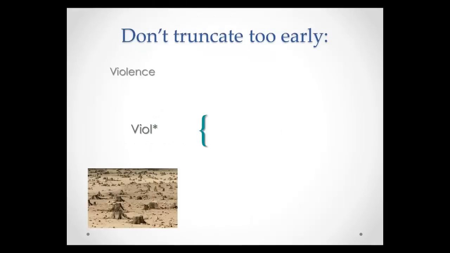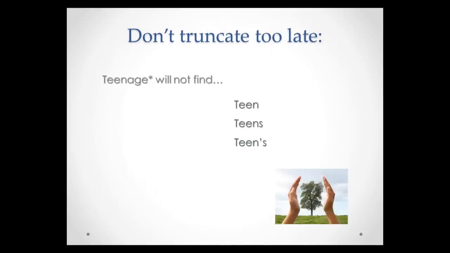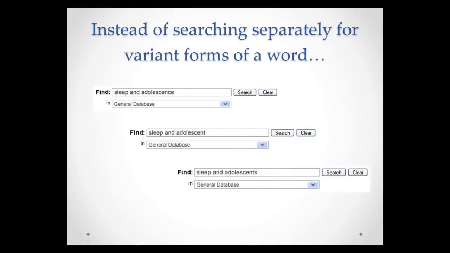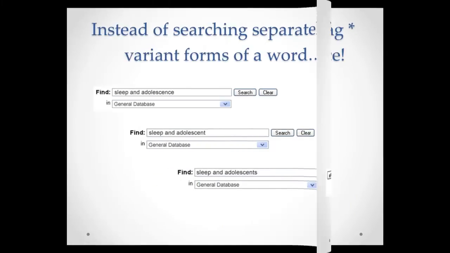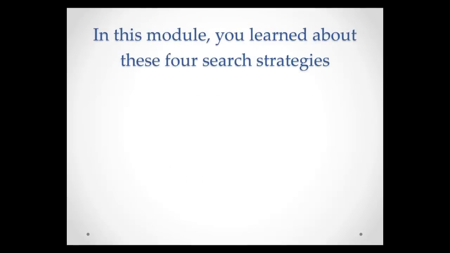When truncating, keep in mind that you should not truncate too early. The word violence, when truncated at L, will bring up unrelated words such as viola and violin. Similarly, truncating too late will leave out useful words. For example, truncating the word teenage at the end of the word will not find teen and teens. The proper truncation for teenage would be teen asterisk. Instead of searching separately for variant forms of a word, you can save time by truncating and searching them all at once.